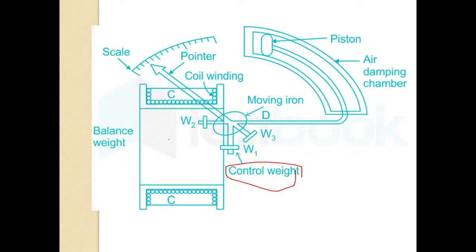As the current in the coil increases, this is our coil, these small round structures are the coils, the magnetic field strength increases. If the magnetic field strength increases, then the force of attraction between the iron piece and the coils will also increase, and hence the deflecting torque will increase. The damping torque is provided with the counterweight, and this movement is controlled by this piston and air chamber.